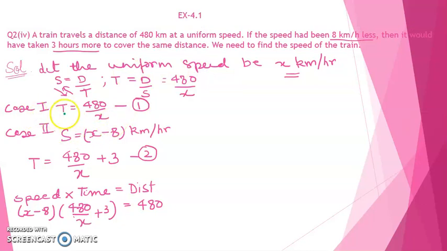Case 1: time is equal to 480 upon x. Why? Because time is distance upon speed. So what is the distance? 480. What is the speed? x kilometer per hour. Okay, now come to case 2.